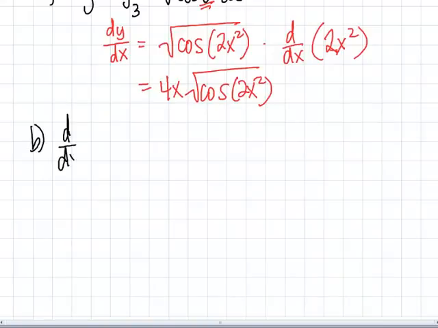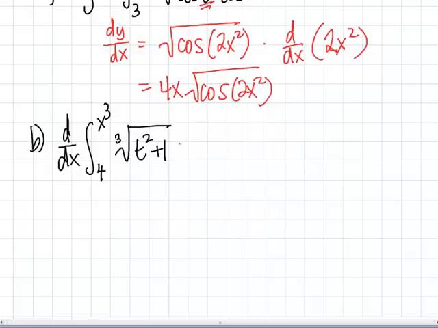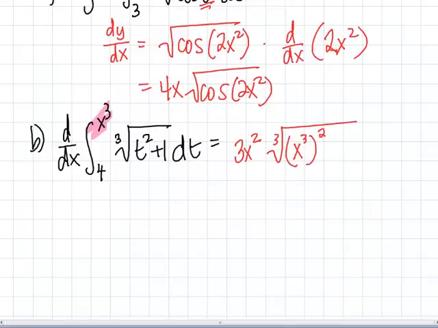So let's practice with this. So again, upper limit requires the chain rule. So the derivative of an x cubed is a 3x squared. Then we have the cube root. Now this is t squared, so when we plug in x cubed, it's going to get squared and then plus 1. So that's going to be an x cubed squared plus 1 on the inside.